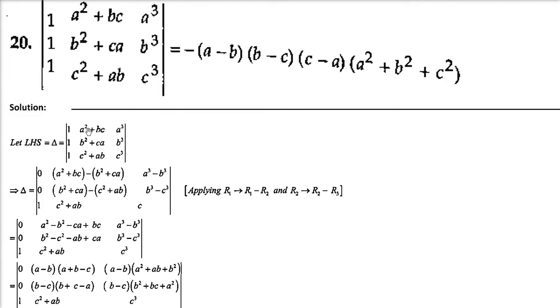Okay. So what we'll do here is simply we'll do R1, row 1 minus row 2, and row 2 minus row 3, so that we get 2 zeros in the first column. And then we'll open it using the first column. But in between, you'll see we'll get certain factors, right? So let us do row 1 to row 1 minus row 2, and row 2 minus row 3.